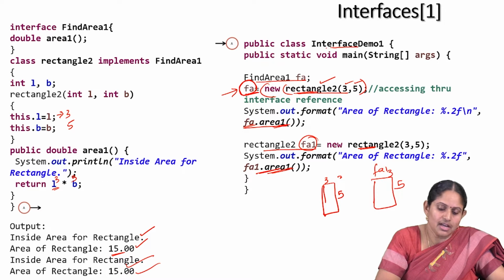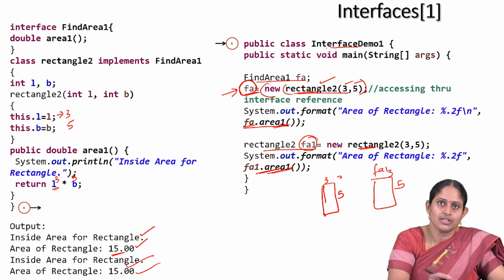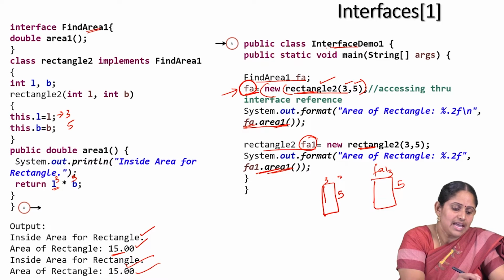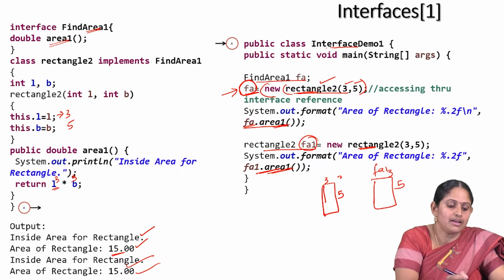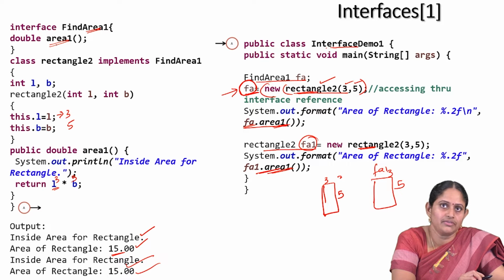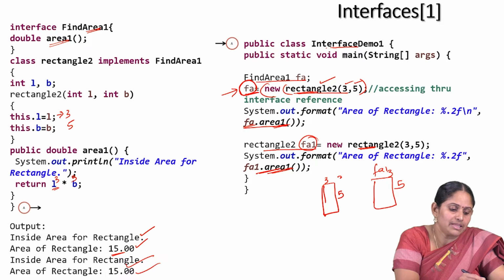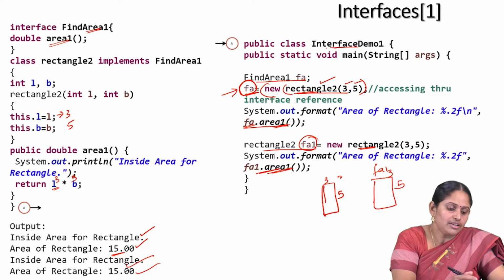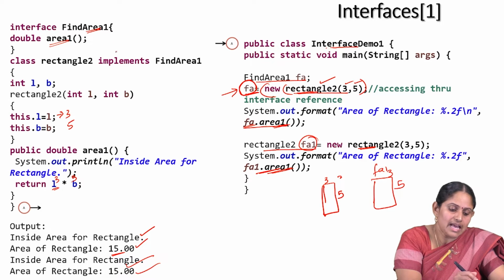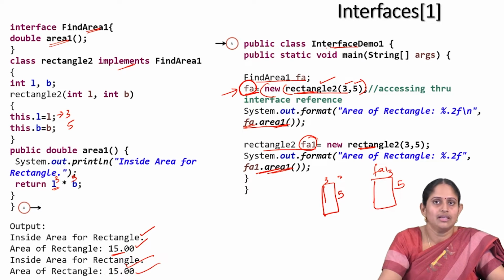So this is the working of interface. We'll have an interface, and that interface will have some abstract method which doesn't have any body, and that method should be defined by the class which is implementing that particular interface.